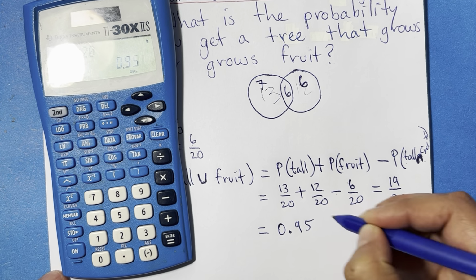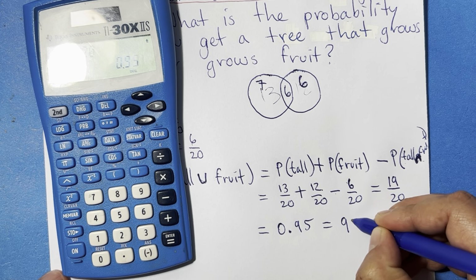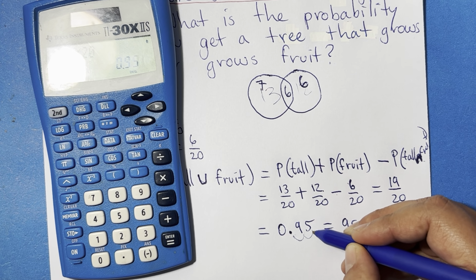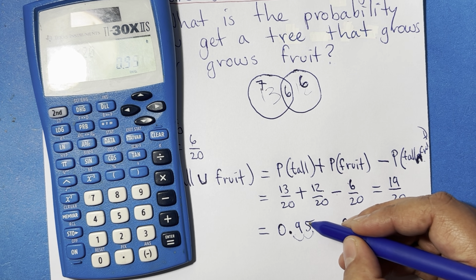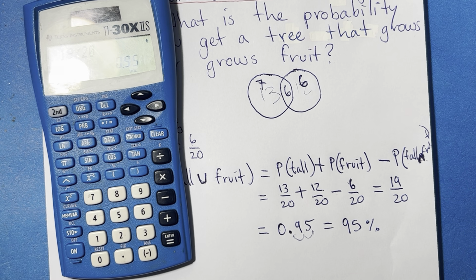0.95 is equal to 95%. We always move this decimal 2 spaces to the right. Even if there is no number in here, we would move it 2 spaces, always 2 spaces, okay? So there is a 95% chance that I will get the tree that I want, but there is a 5% chance that I might not get the tree that I want, okay?